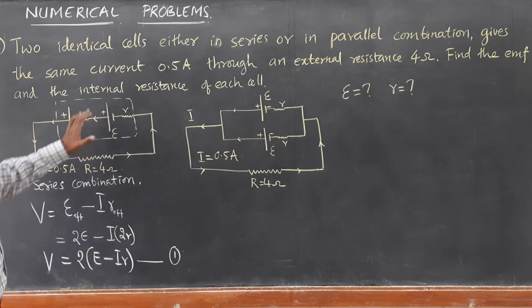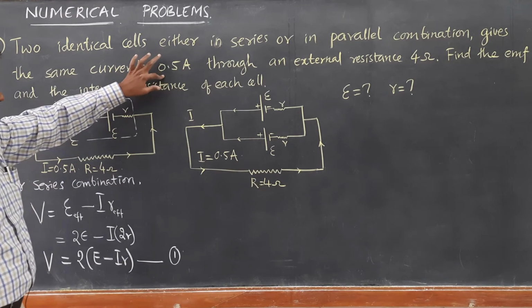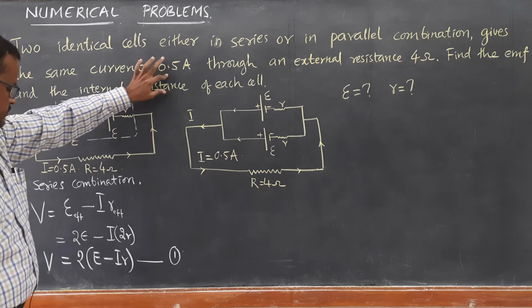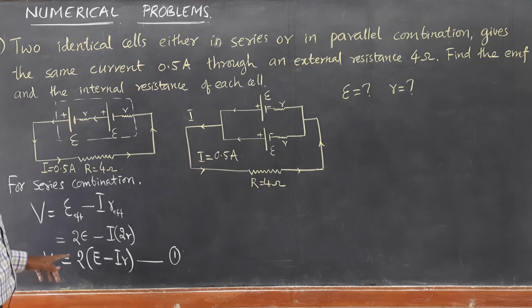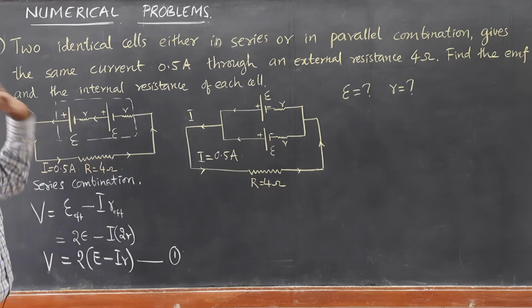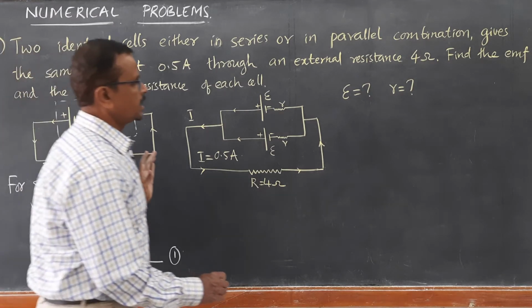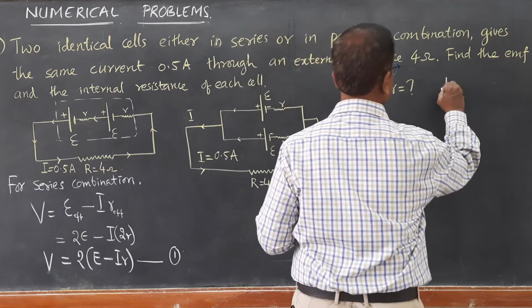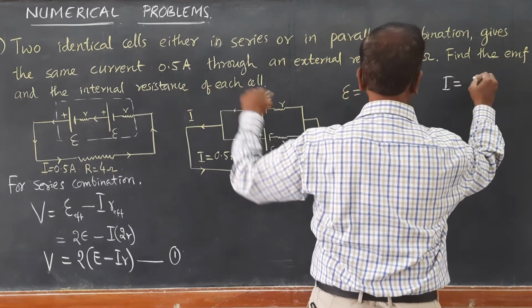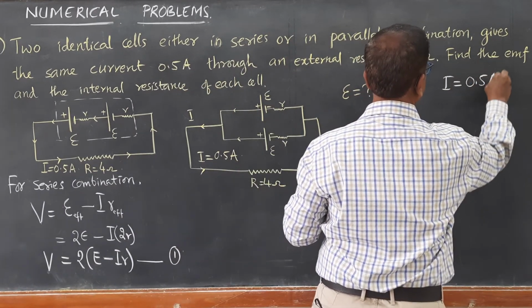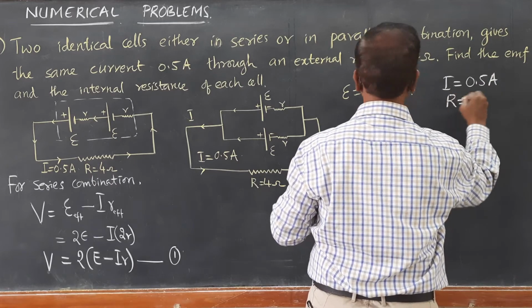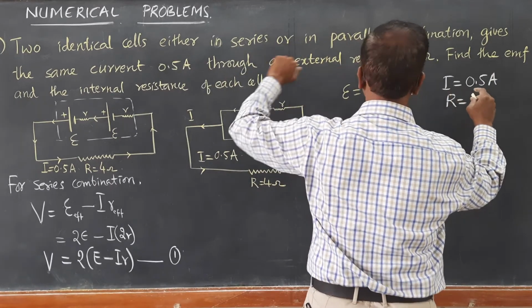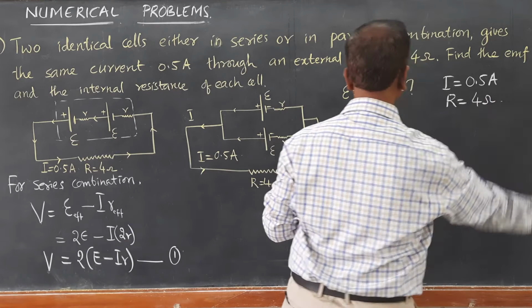Here the value of I is given, that we shall use later. Only I is given, and the external resistance R is given, right? Here I is equal to 0.5 ampere, and external resistance R is equal to 4 ohm. These are the given things.